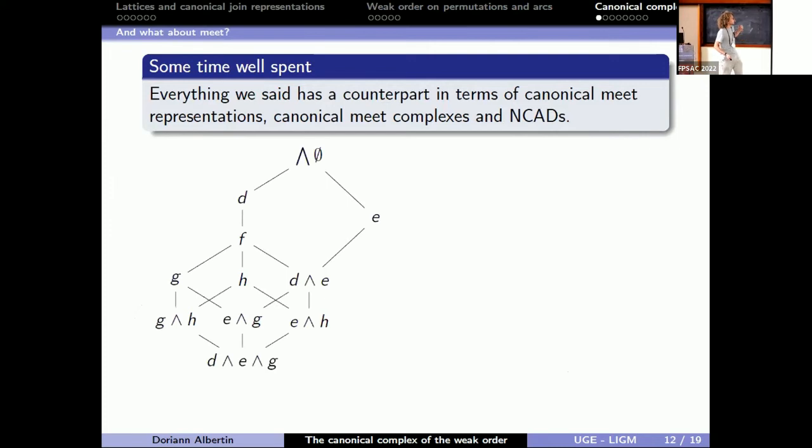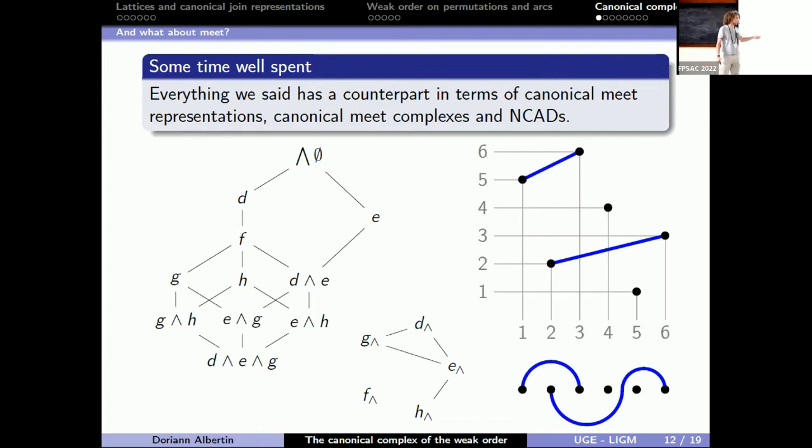So we have canonical meet representations, where we have the meet of nothing on top and the meet of many elements on bottom. And we have the canonical meet complex associated to it, which looks oddly familiar. In fact, they're in bijection. And of course, we have another bijection between permutations and non-crossing arc diagrams, where instead of highlighting descents, we highlight the ascents. And in the same way, we just press it down. So we have one bijection that trivializes canonical join representations, and the other one trivializing canonical meet representations. All right. So now I can introduce what we've been working on.